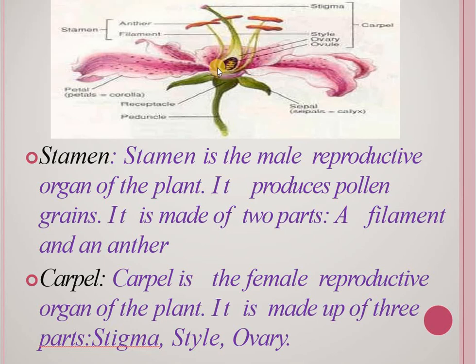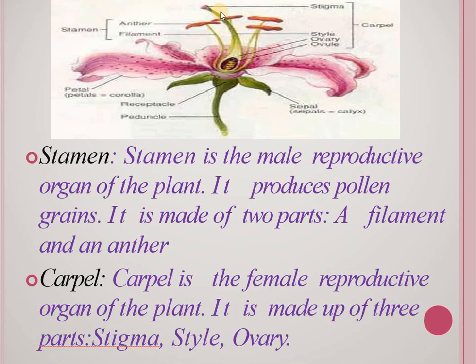Each carpel has a basal swollen ovary, a stalk-like style, and a terminal receptive part, what is called as the stigma. Stigma may be sticky, hairy, or feathery to pick up the pollen grains, and it also provides substratum for the germination of the pollen.